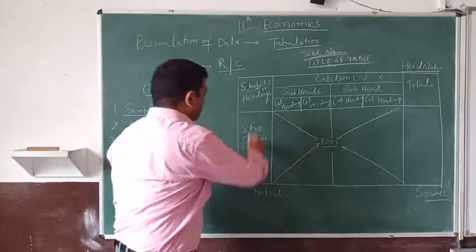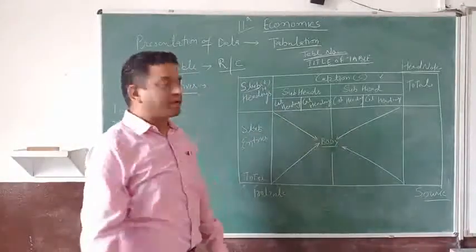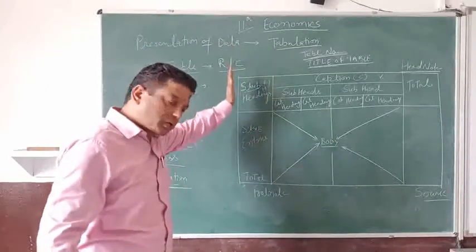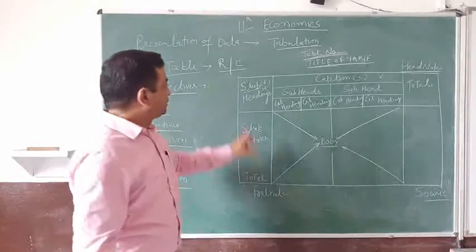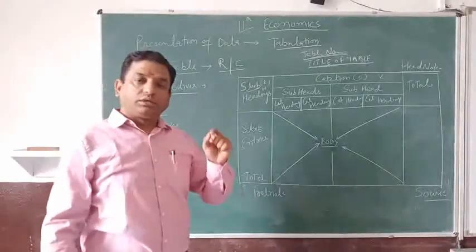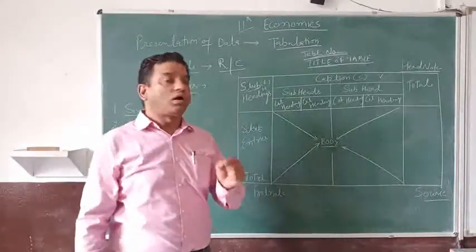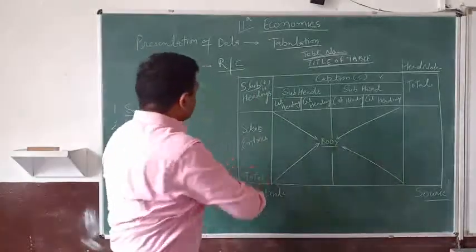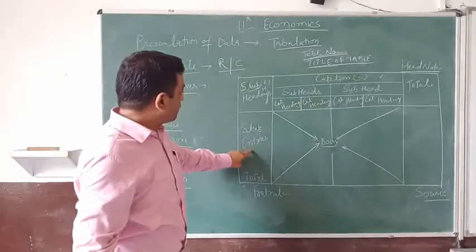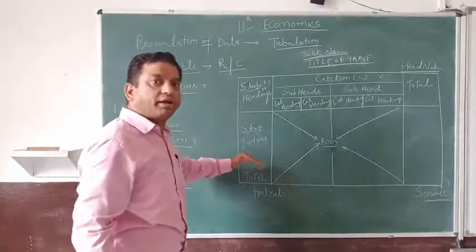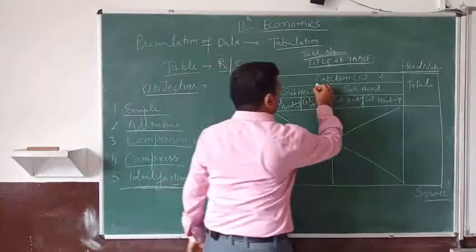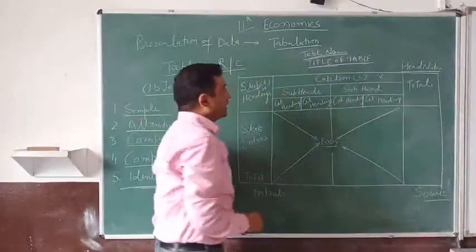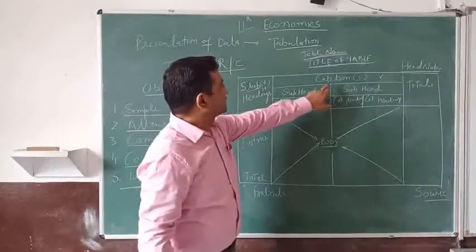When something works horizontally, all these items that you put on the horizontal way are called stubs. The detail of rows are called stubs. All these are stub heads, and here you have to put the stub entries, the sub details. Now comes the caption. Caption means columns which work vertically, right? And these are the subheads for the captions.